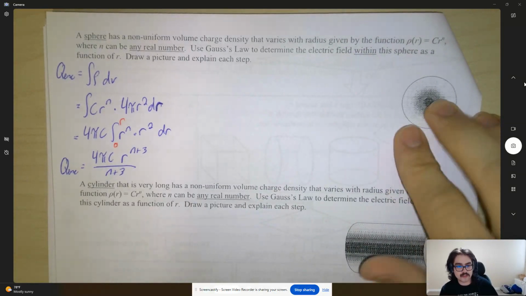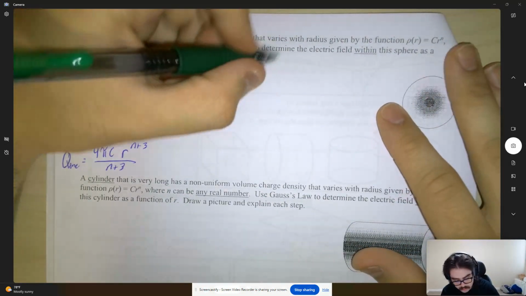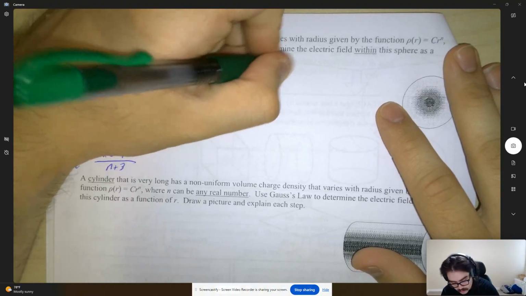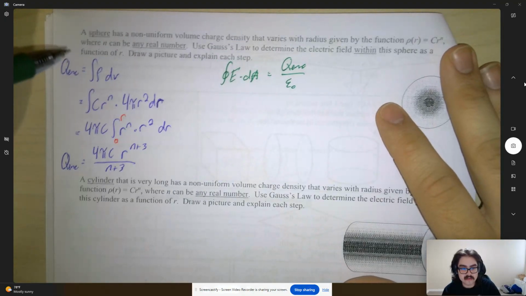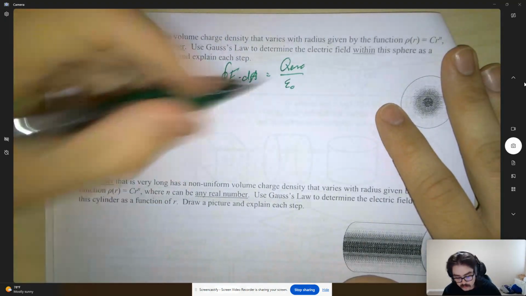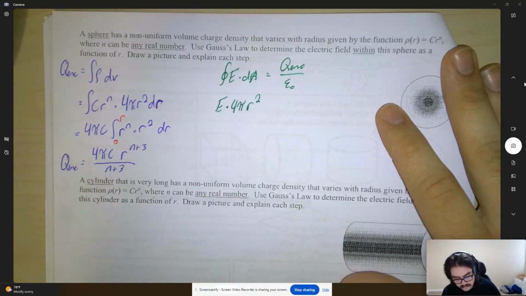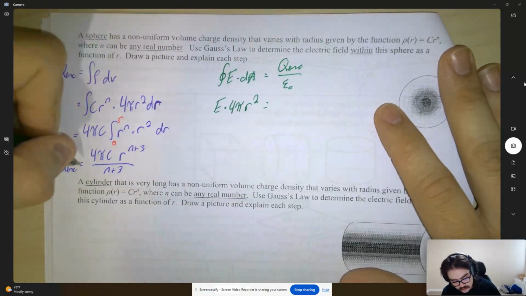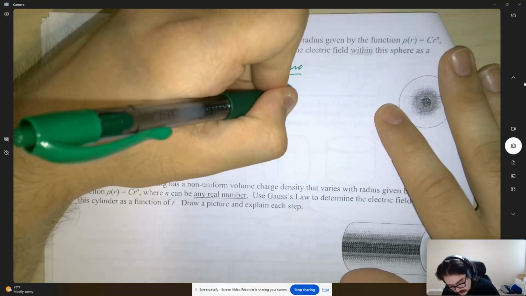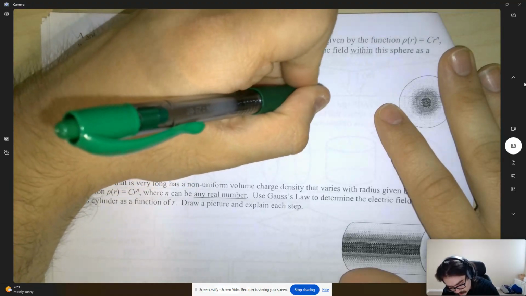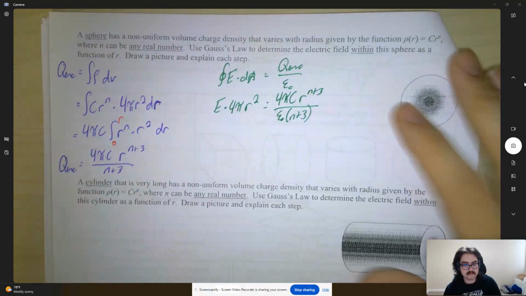Now I just need to solve the actual Gauss's law. The surface integral of E dot dA is going to be equal to Q enclosed over epsilon naught. Okay, all I got to do now is plug in everything. This integral for a sphere is always going to be E times 4 pi r squared. And then Q enclosed I just solved earlier is this whole mess right here. This is going to become 4 pi c r to the n plus 3 over epsilon naught times n plus 3.